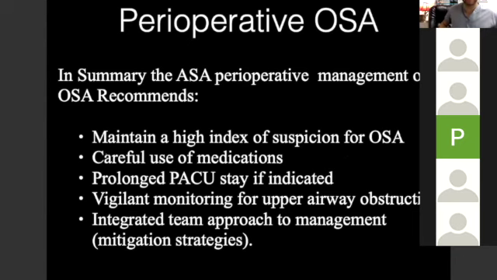All right, so the ASA perioperative management of OSA recommends that you maintain a high index of suspicion for OSA. I see a lot of anesthesiologists focus on the stress test, and that's not where my focus is. I evaluate exercise tolerance, right? So we have the ASA cardiac patient for non-cardiac surgery guidelines, we look at their RCRI, revised cardiac risk index, and we look at their exercise tolerance, and we'll move on to surgery.